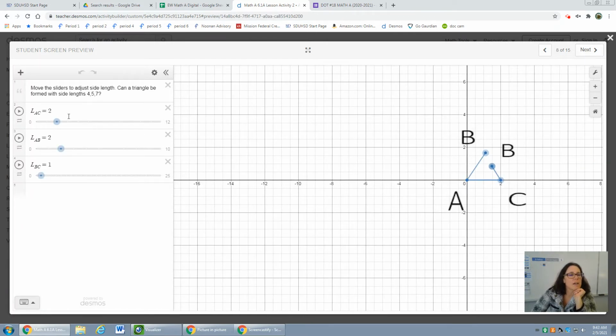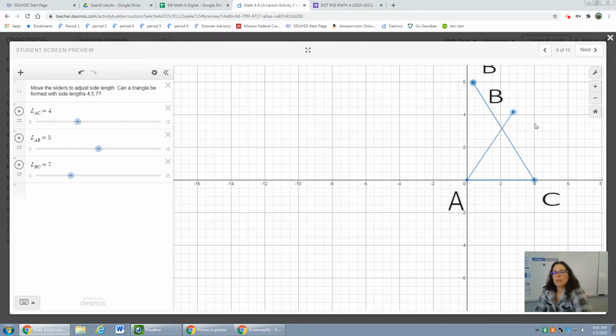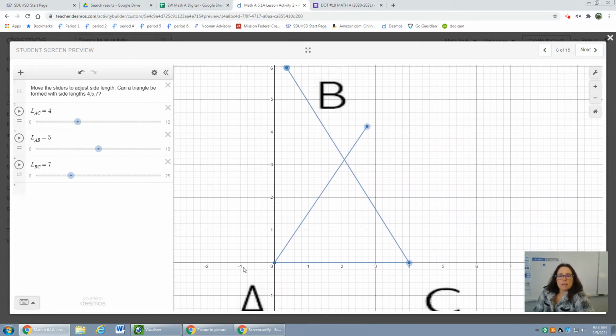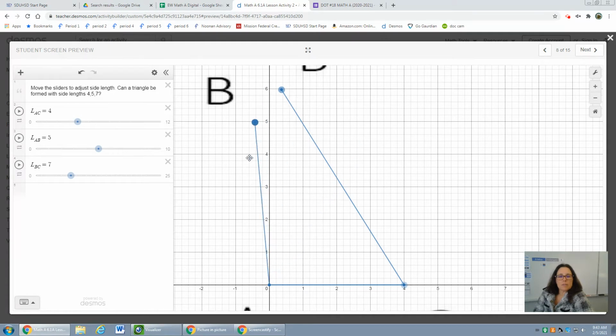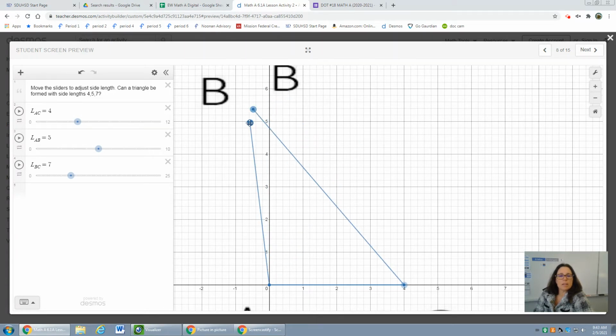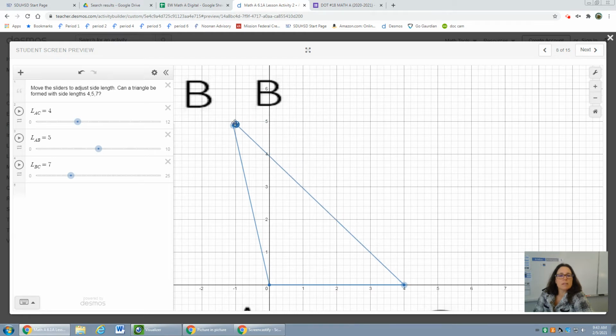Okay, this one, 4, 5, 7. Let me blow this up a bit. Okay, so what do you think about this one? We can play with this a little while and get that to be an enclosed triangle. This is off a tad, but I can continue. There we go. Okay, it's an enclosed triangle. So for 4, 5, 7, your answer is yes, and it's a scalene because those are all different side lengths.